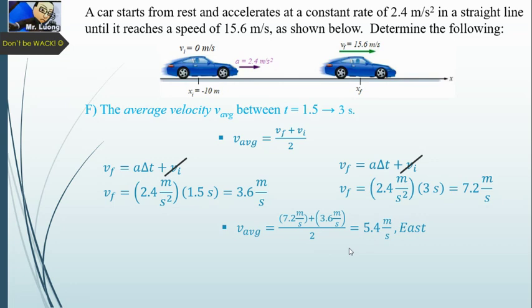But it asked for average velocity, it didn't use the phrase magnitude, and average velocity is a vector, so therefore get in the habit of indicating east, to the right, or positive 5.4 meters per second.